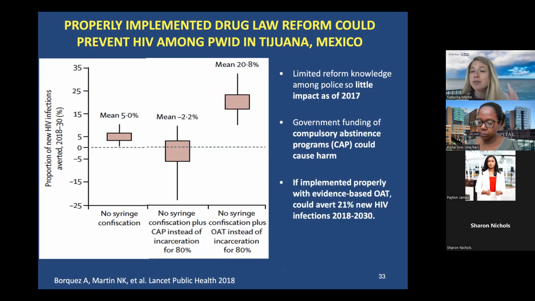But if the reform were properly implemented, if we actually managed to reduce drug-related incarceration and divert people to evidence-based opiate agonist therapy who would have otherwise been incarcerated, we could prevent a fifth of new HIV infections, 20% of new HIV infections over the next 20 years. So this really shows the missed opportunity of what happened and what could be achieved.